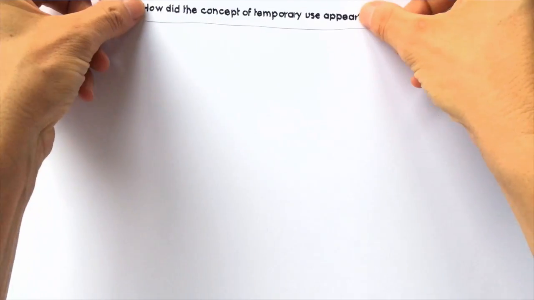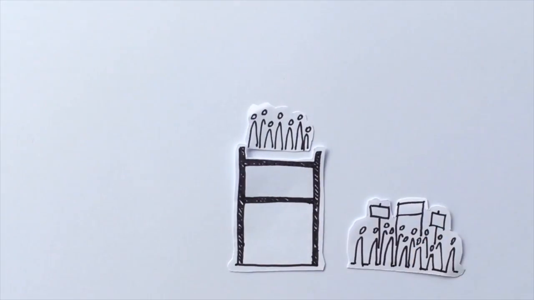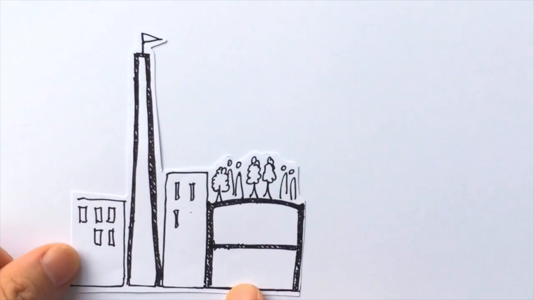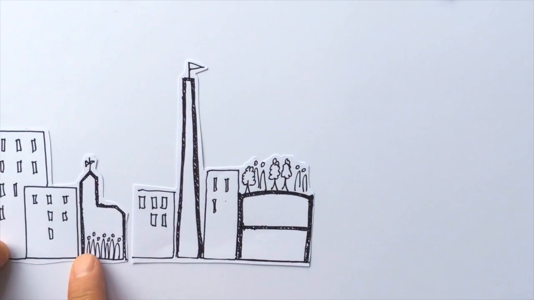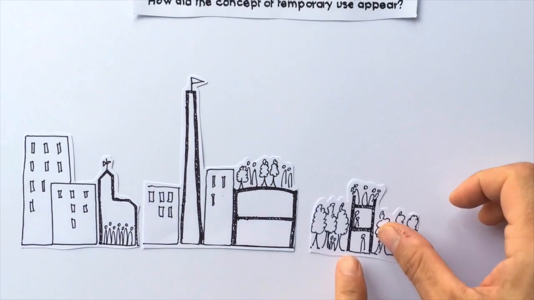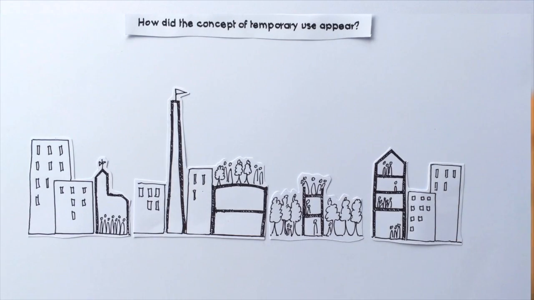How did the concept of temporary use appear? Temporary use emerged from the practice of squatter settlements and cultural activists doing positive occupation. In the last decade, temporary use has evolved as a tool for urban development, experimenting with urban planning, testing emerging usages in the city, revitalizing the most abandoned areas.